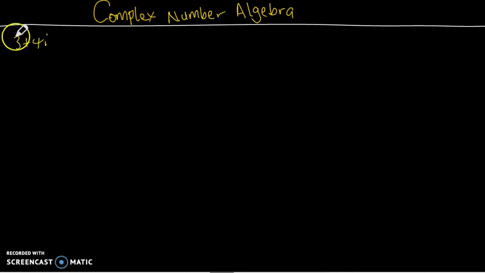So the real part is this part that is not containing i, and this is what we call the real part. And the coefficient of i is the imaginary part. Therefore, the real part of 3 plus 4i will be equal to 3, as we can see, and the imaginary part is 4, as it is indicated.